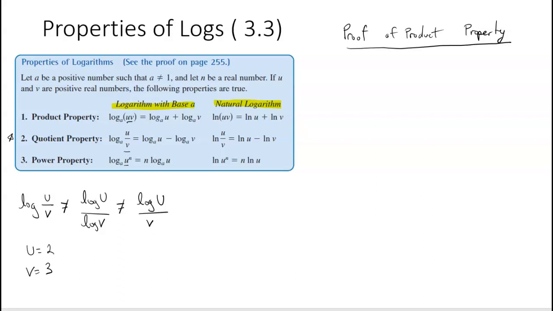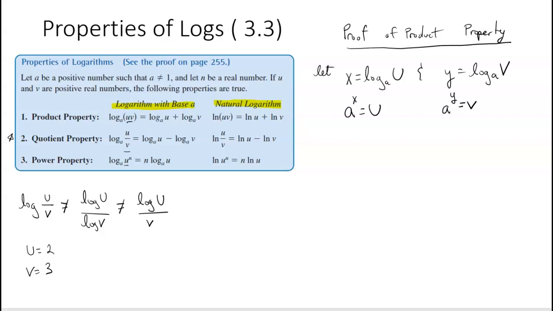The first thing I'm going to do is write a little let statement. I'm going to get rid of this log base a of u and log base a of v. I'm going to let x equal log base a of u, and I'm going to let y equal the other, log base a of v. Now these are both written as logs, so I'm going to rewrite them using exponentials. This becomes a to the power of x is equal to the letter u, and this one becomes a to the power of y is equal to v.